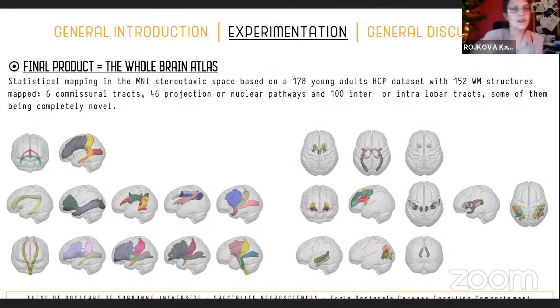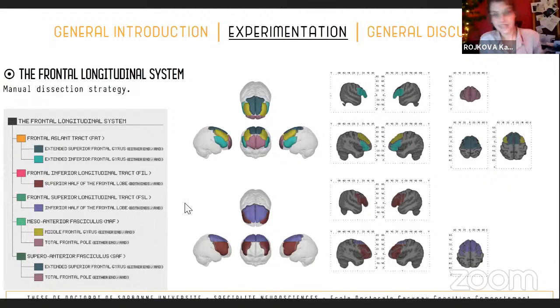So here you can see the overview of all the tracts that we present in this atlas. How do we present them? We gave a lot of thought to how to present them at best and to be user-friendly in the way we present this. So here's an example. Let's look at the frontal longitudinal system. It's a system of frontal longitudinal tracts made of 1, 2, 3, 4, 5 tracts. One of them is mapped here for the first time ever. It was already mapped in some small cohorts, so it just started to be explored. It was not present so far in the atlases, the medial anterior fasciculus.